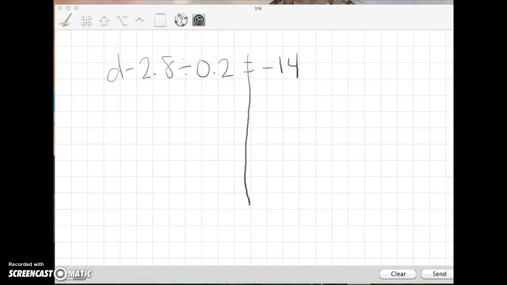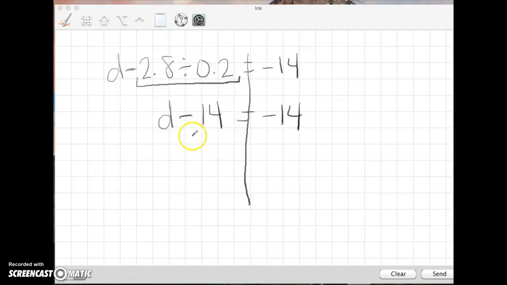So on these three, what you want to do is look at the side that has the variable. In this case, we'll look at the left side, and look at how you can simplify it and make it look a little neater. So what we can do on this one is take 2.8 divided by 0.2 and simplify that. If I punch it into my calculator, 2.8 divided by 0.2 gives you 14. So this side now says d minus 14 equals negative 14. And that looks like what we did in class today.